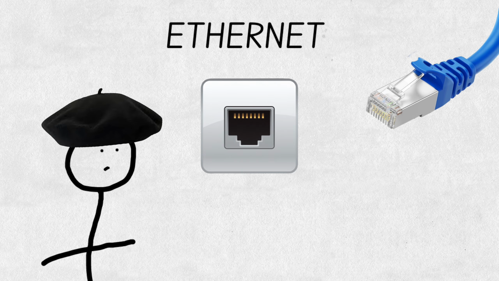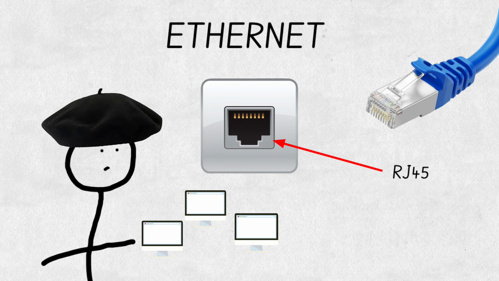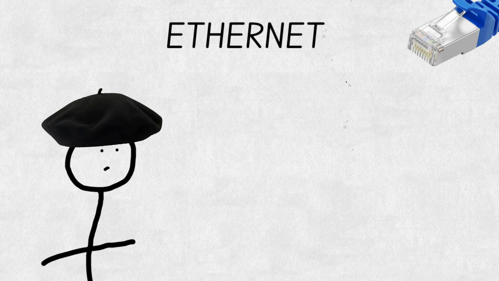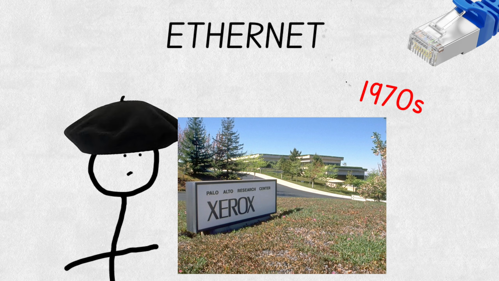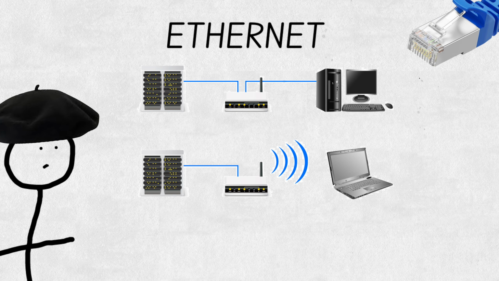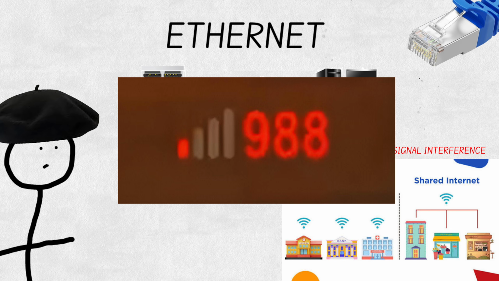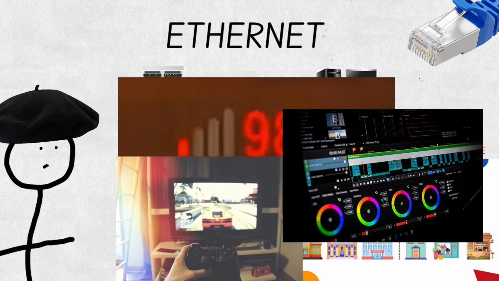Ethernet. The Ethernet port, technically called an RJ45 port, is how computers connect to a network through a physical cable. Ethernet has been around since the 1970s, developed at Xerox PARC. Wired connection is faster and more stable than Wi-Fi. There is no signal interference, no shared bandwidth with neighbors, no latency spikes. For gaming, video editing, or anything that needs a reliable connection, Ethernet is still the better option.